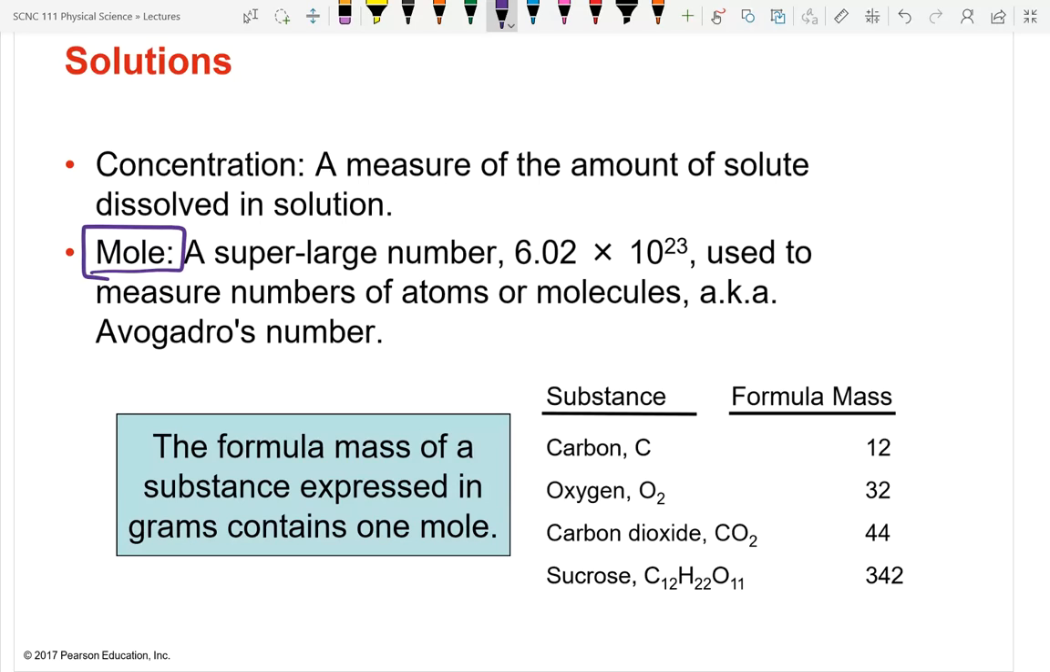A mole is this number, 6.02 times 10 to the 23rd, of molecules. That number has a special name, Avogadro's number, and symbol N sub A. So if you have an Avogadro's number, 6.022 times 10 to the 23rd, of molecules, that's 1 mole.